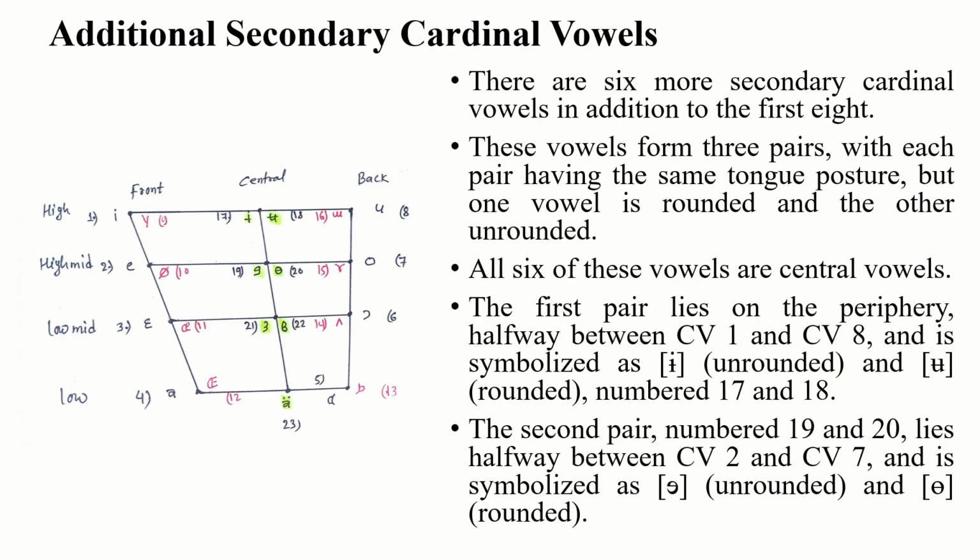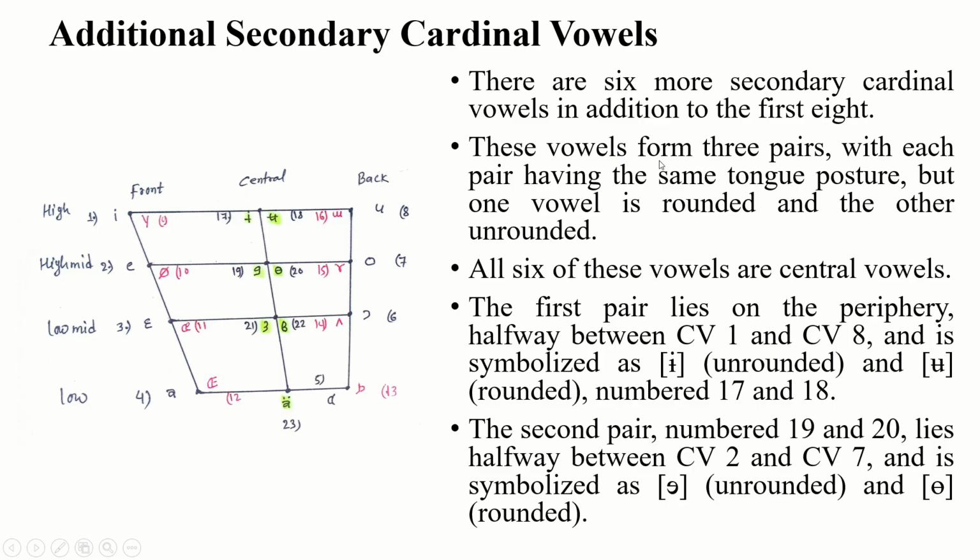So there are six additional secondary cardinal vowels. Additional secondary cardinal vowels are 6 in number, and they are 17, 18, 19, 20, 21, 22. There are 6 more secondary cardinal vowels in addition to the first 8.